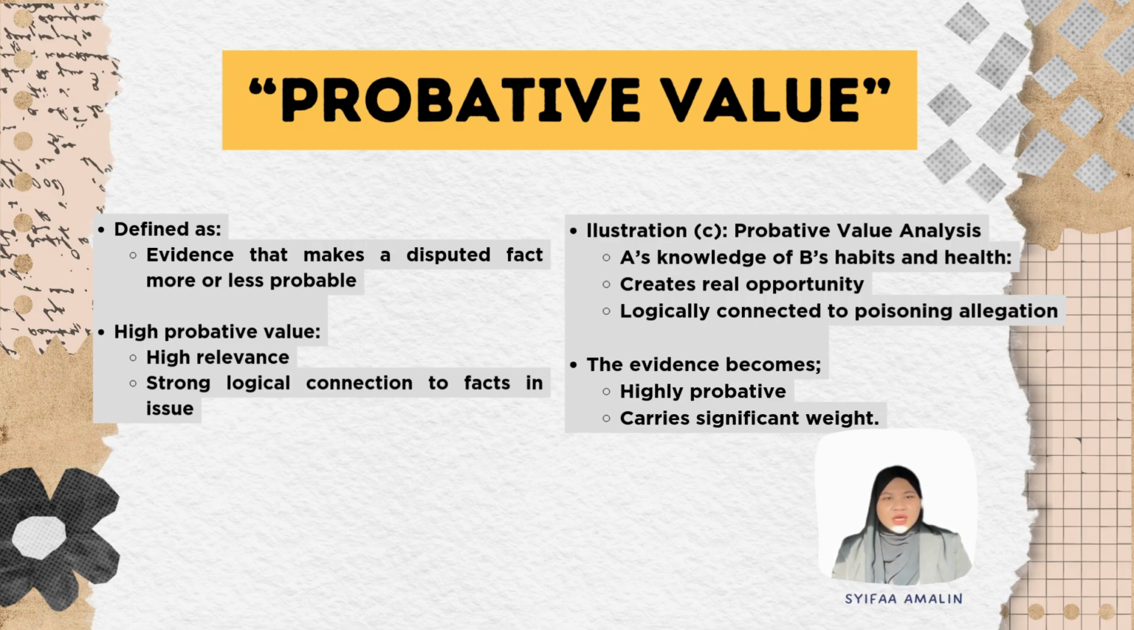In contrast, probative evidence is evidence that has the ability to make a fact in issue more or less probable. Evidence with high probative value is both relevant and carries significant weight to the fact in issue. Referring back to illustration C, A's knowledge of B's habit and health condition creates a realistic opportunity for A to poison B. Such evidence can have a high probative value and carries a significant weight.